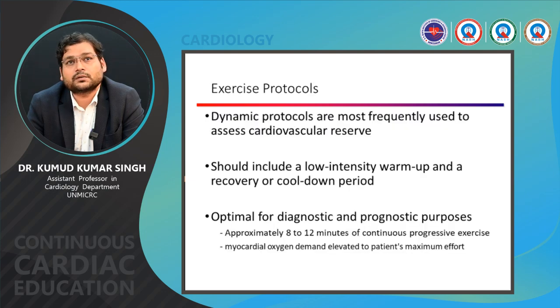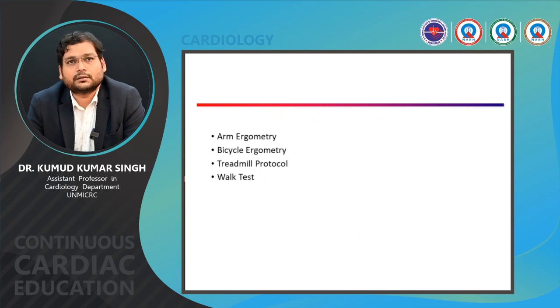So we have exercise protocols. The dynamic protocols are most frequently used to assess the cardiovascular reserve. It should include a low intensity warm up and a recovery or cool down phase. For optimal diagnostic and prognostic purpose, approximately 8 to 12 minutes of continuous progressive exercise is done, and the myocardial oxygen demand is elevated to the patient's maximum effort. So we have different ways to carry out this exercise testing. We have arm ergometry, bicycle ergometry, treadmill protocol, and we have walk test as well.